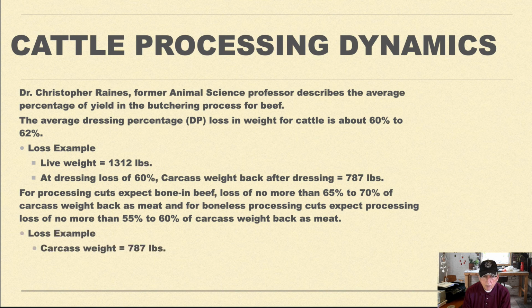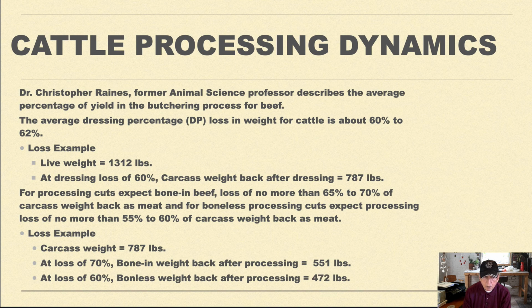For example, carcass weight of 787 pounds from dressed beef. At a loss of 70%, the bone-in weight back after processing would be 551 pounds. At a loss of 60%, the boneless weight back after processing would be 472 pounds.